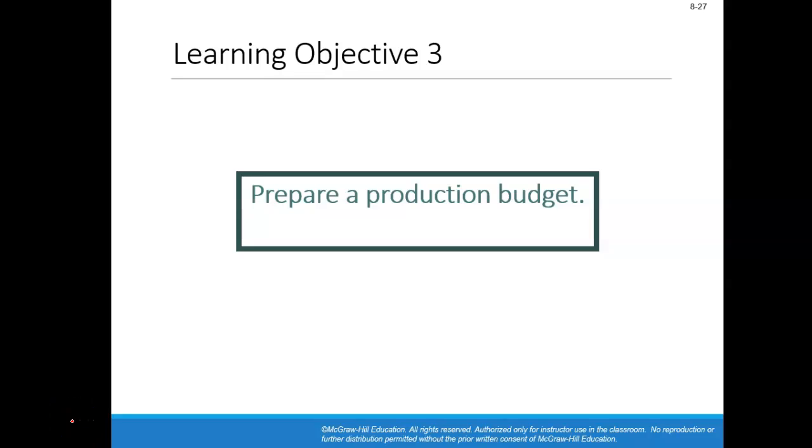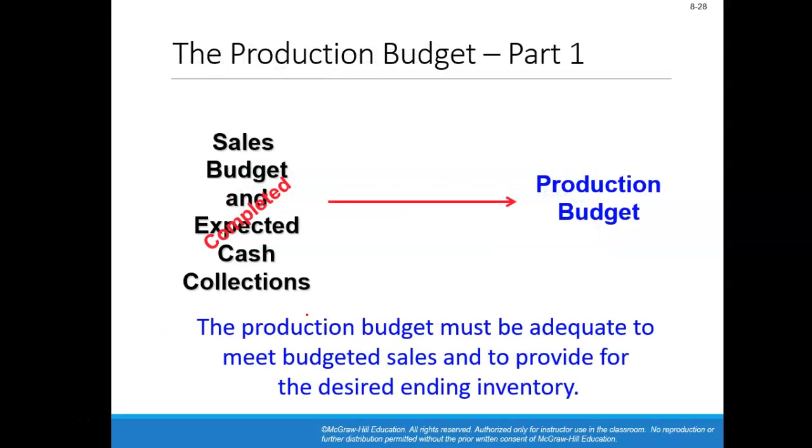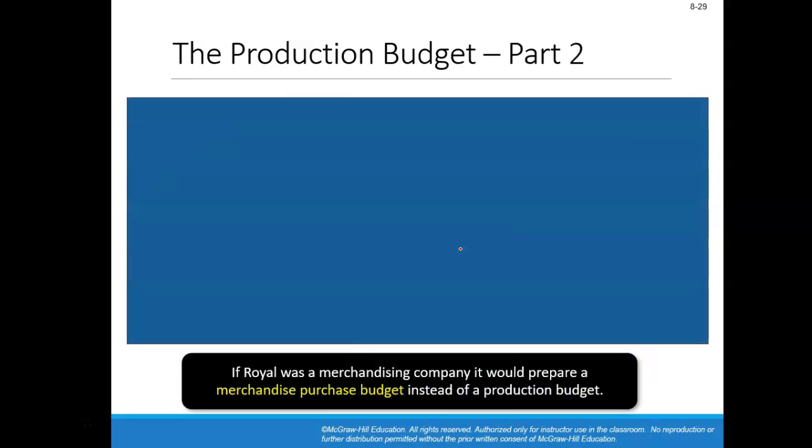Let's begin our production budget. We're asking how many units do we have to produce in order to reach our sales goal? So we've completed the sales budget and the expected cash collection, but in order to reach those sales goals, we have to produce adequate units. So we'll look at our production budget as well as our desired ending inventory. Okay?